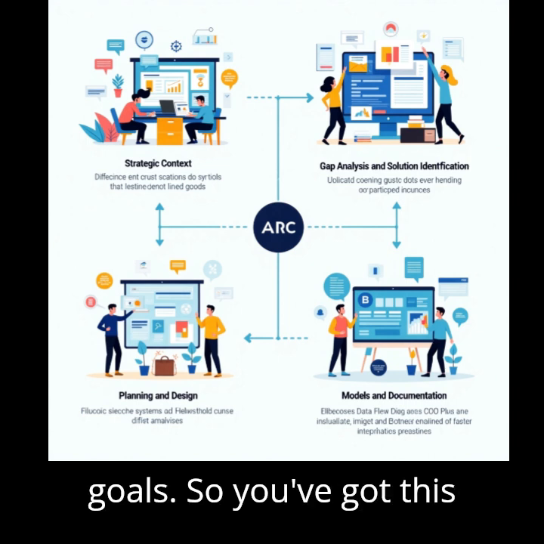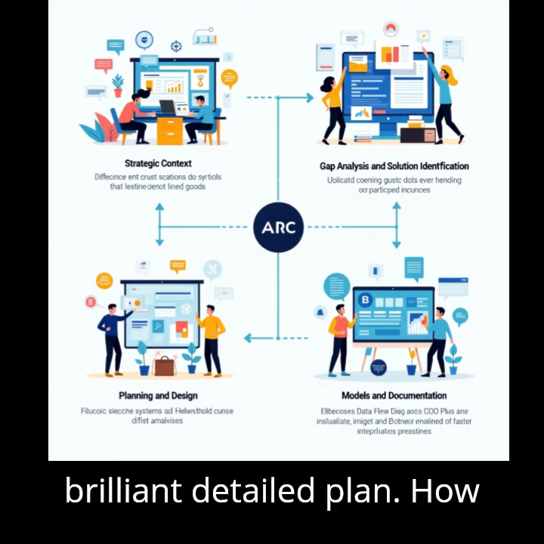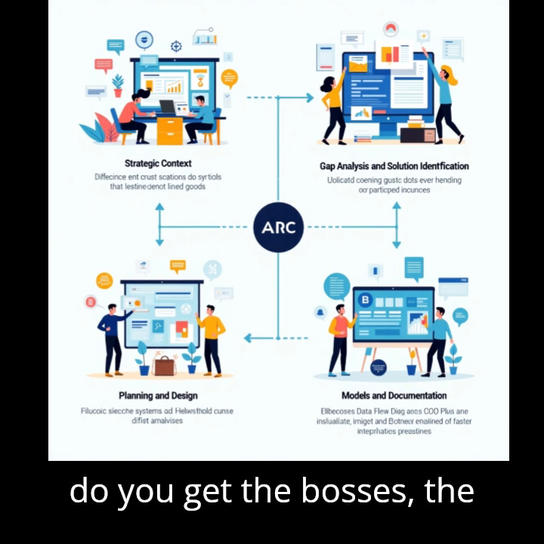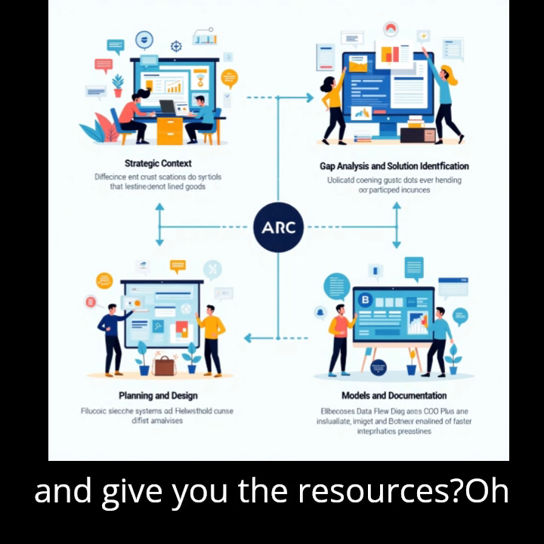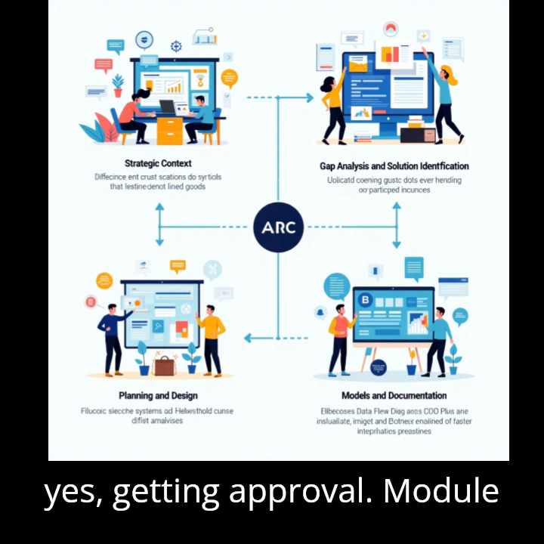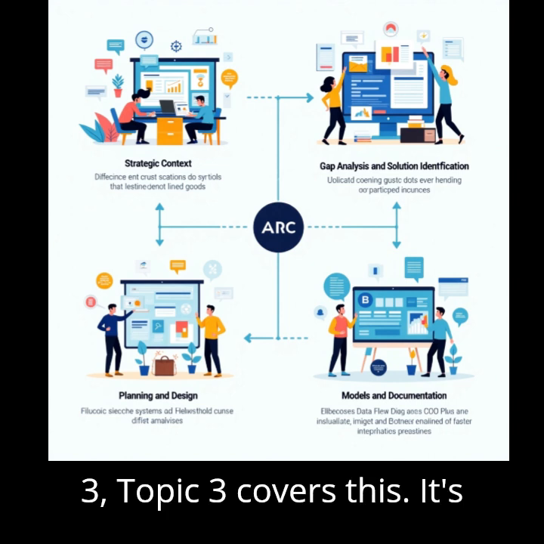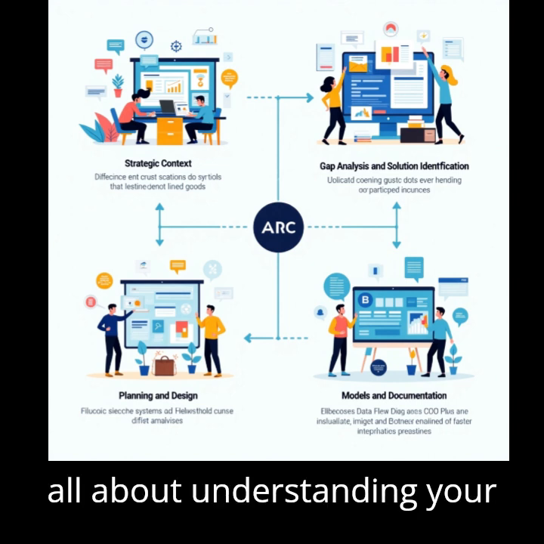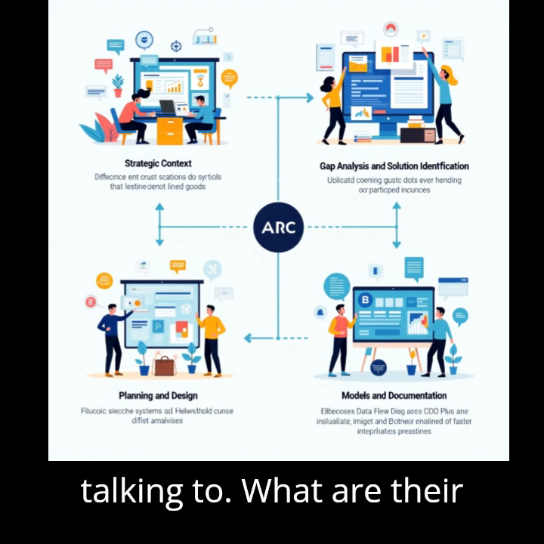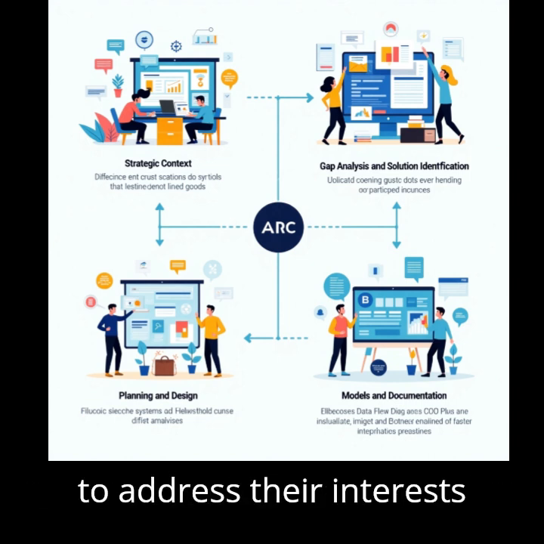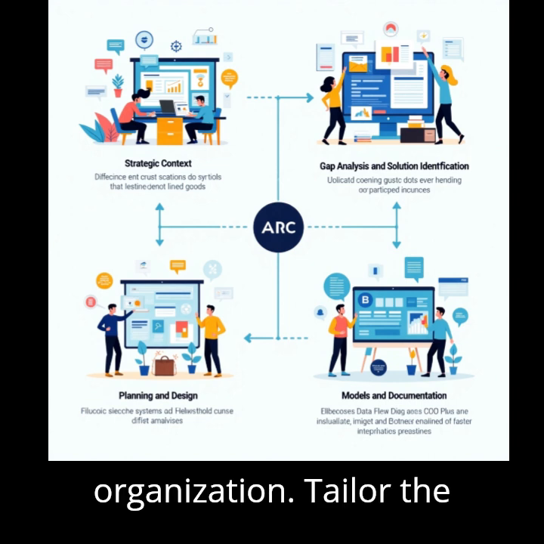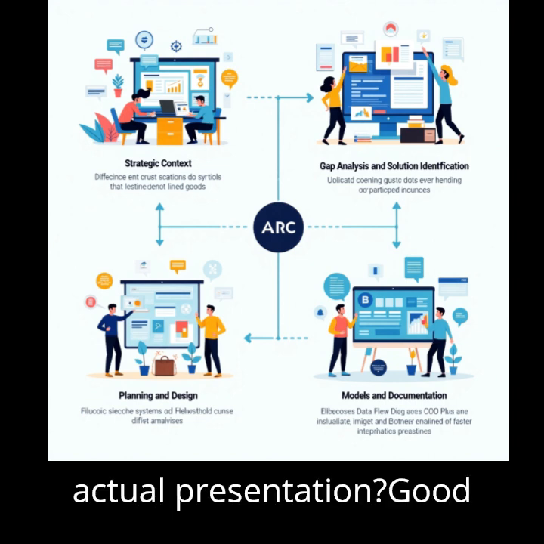Okay, measurable goals. So you've got this brilliant detailed plan. How do you get the bosses, the decision makers, to say yes and give you the resources? Yes. Getting approval. Module 3, Topic 3 covers this. It's all about understanding your audience. Know who you're talking to, what are their priorities, what are they worried about. Frame your plan to address their interests and show how it helps the organization. Tailor the message. What about the actual presentation?